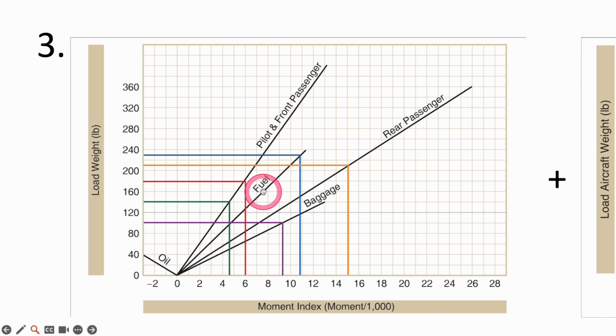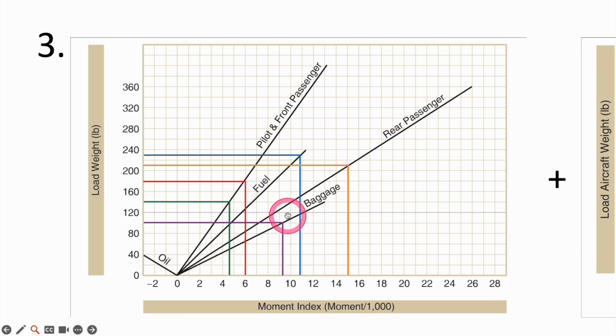Sometimes they'll provide fuel in gallons, you just multiply that by 6, or they'll give you the weight of the fuel. So if fuel is 160, where that 160 intersects the black line right here of fuel, and then you drop straight down, a little less than 8. 7.5. Yeah. These ones can be frustrating.